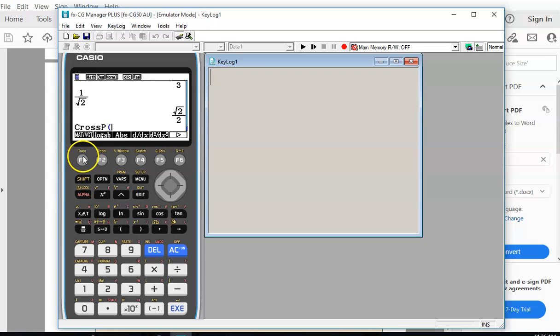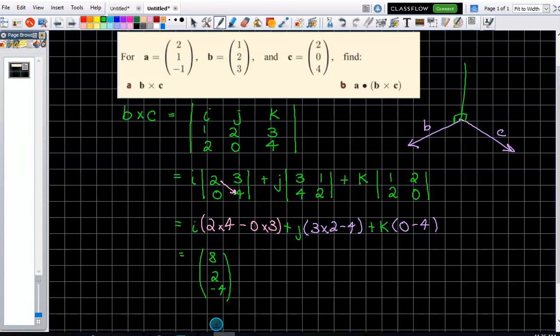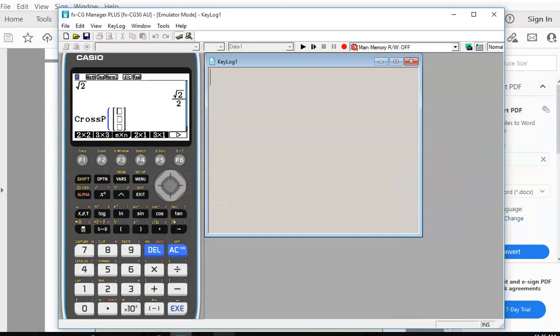I then press exit twice, so go back to the maths. And now I have to put my vector in. So it's a 3 by 1. What was it? 1, 2, 3. Arrow across, put the comma. The next one's 2, 0, 4. Close your bracket. And there she blows. You got a dimension error. You didn't put the comma?